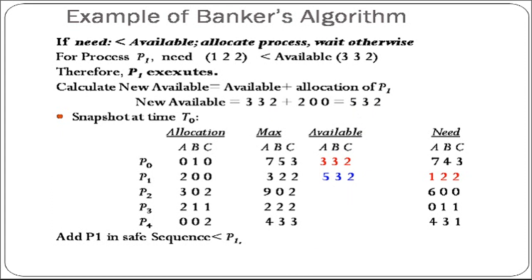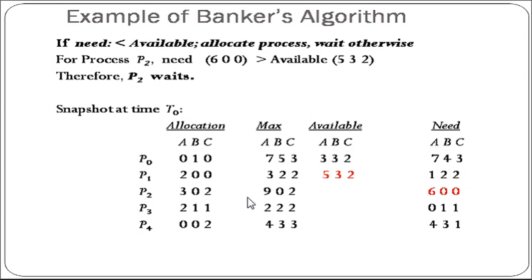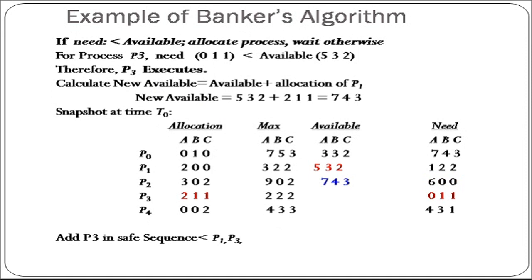Now go to the next process, that is the P2 process. For P2 the need is 600 and the available is 532. That means need is greater than available. 600 is greater than 532, which will violate the given condition. So P2 has to wait. Now go to the next process. The next process is process P3.